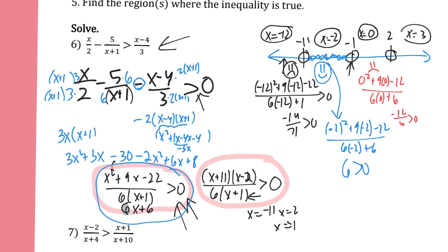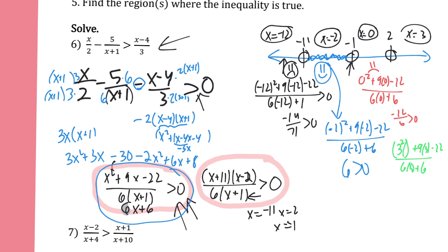And if you try any of the points in between those critical values, no, they will not work. Okay, the last thing I'm going to try is something in the last region. I bet you it'll work because it's normally every other. So try 3. So if you do 3 squared, and it's not negative, so it's not going to really change something. Plus 9 times 3 minus 22, and put that over 6 times 3 plus 6.